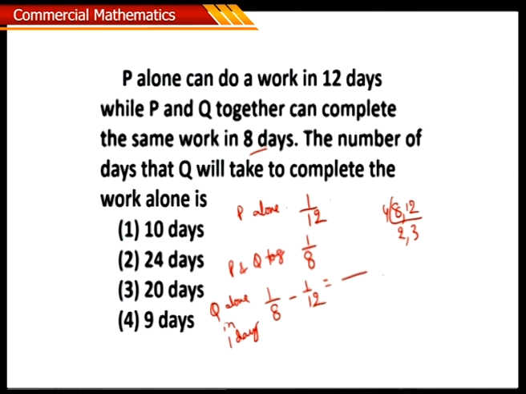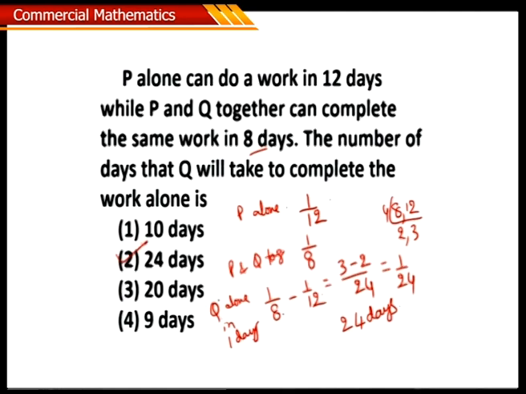So 24 is the LCM, clearly you can observe. 8 divides 24, 3 times, and 12 divides 24, 2 times. 3 minus 2 is 1. So 1 by 24. So in one day he can complete 1 by 24th part of the work. Means how many days time is needed? 24 days time is needed. So to complete this work he will take 24 days time.